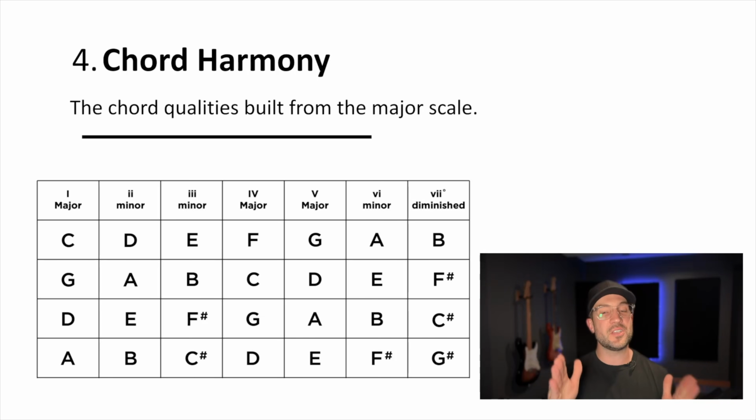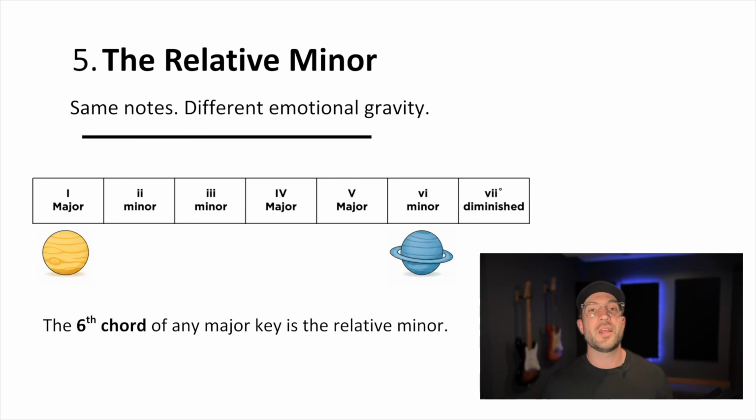So that's why you have to use those particular chord qualities to get everything to be in harmony, because otherwise you would be using notes that are not in that key. Next up, we have the concept of the relative minor.